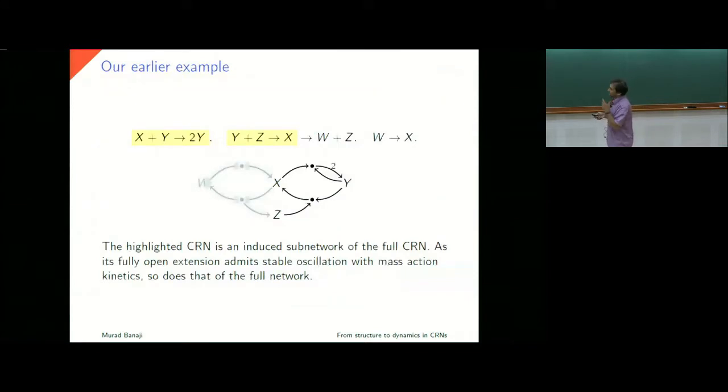So here's our earlier example, the one I gave you a few slides back. Here we had the full network, and I kept only this part of it, so I removed two reactions. As it happens, I also ended up removing the species W, which had now become redundant because it didn't figure in any reactions after I removed those two reactions. I was left with a smaller system. This smaller system I know oscillates. Its fully open extension oscillates, so that's if we also allow inflow and outflow of all species, and consequently, the fully open extension of this larger system oscillates.